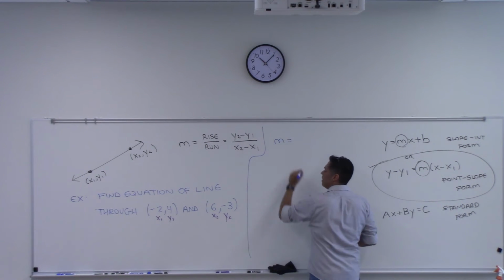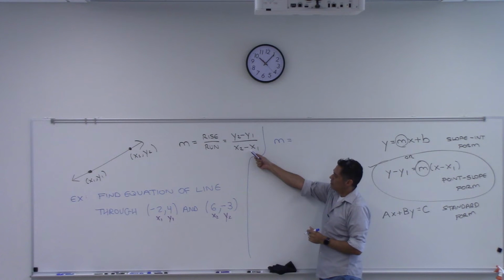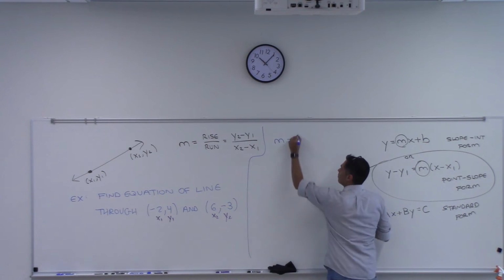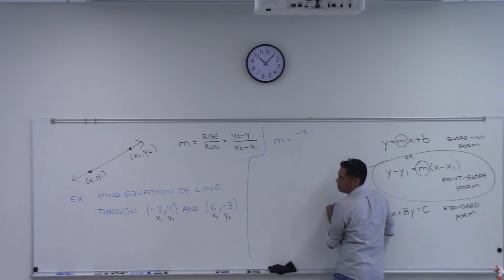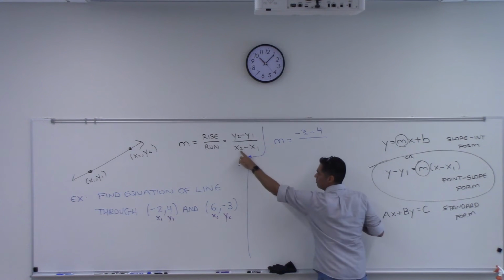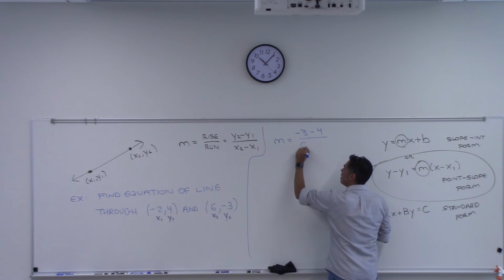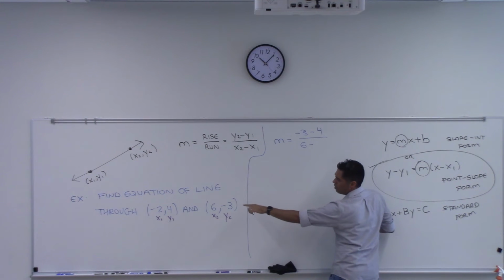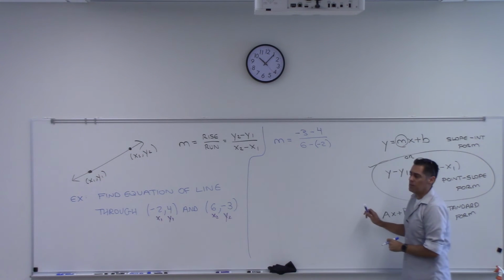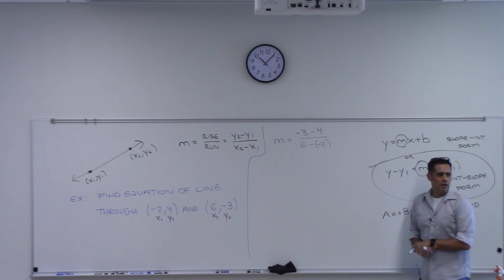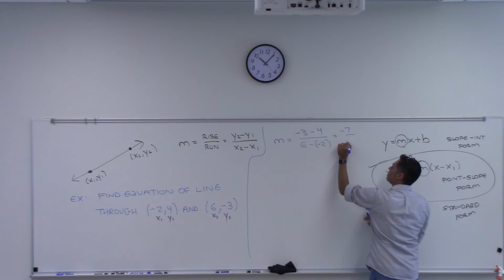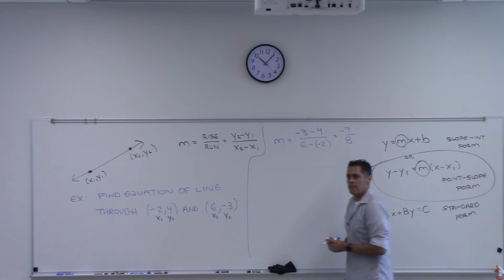m will be equal to, okay, here's the formula, right? So what's y2 for us? -3. Okay, take away from that what? 4 over, all right, x2, which for us is 6, and then take away x1, which is -2. So be careful there. There's a double negative, so that's going to turn into a plus. What's the numerator? -7, denominator? 8. That's the slope of your line.